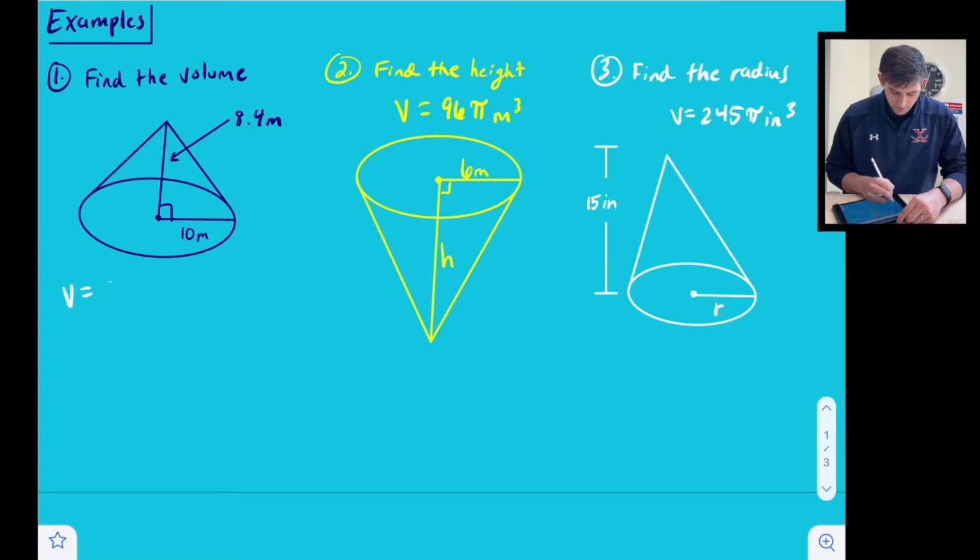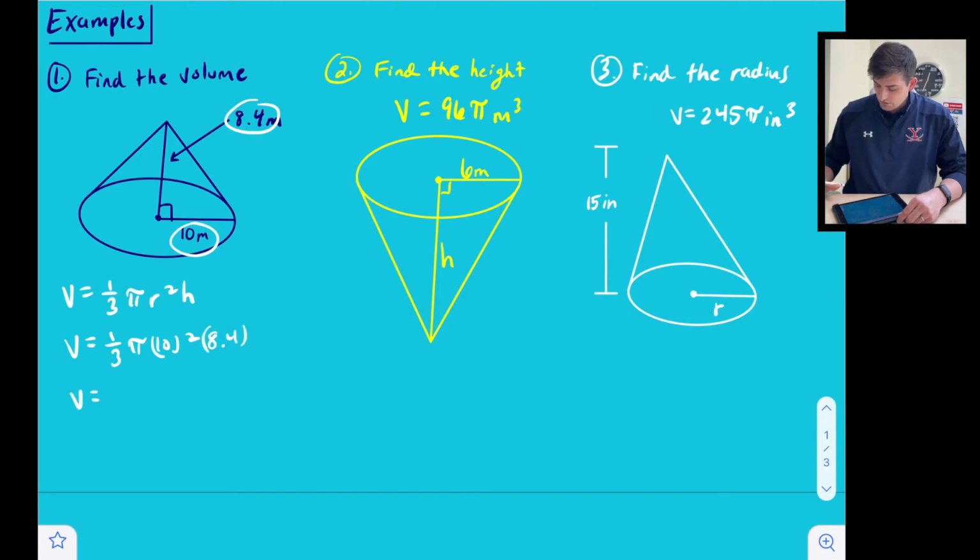Volume is equal to 1/3 pi r squared times height. We have our radius here is 10, so volume equals 1/3 pi times 10 squared, and our height would be 8.4. Now we can just plug this information in. We can do 10 squared, which is 100, multiply that by 8.4, and multiply by 1/3.